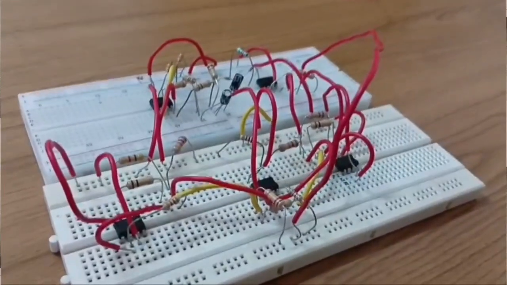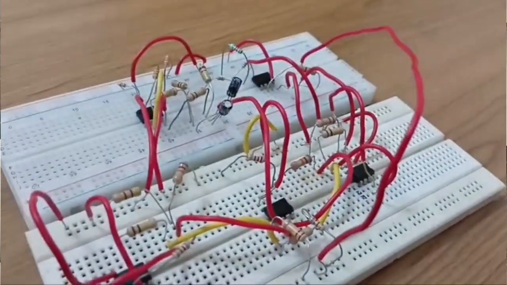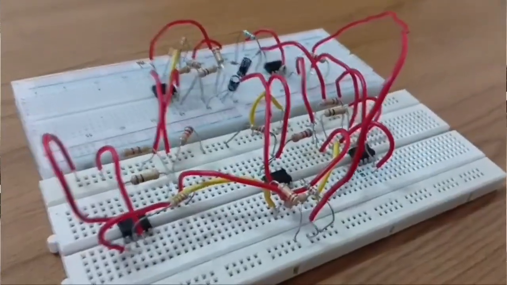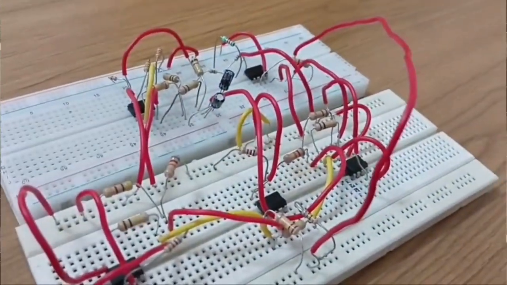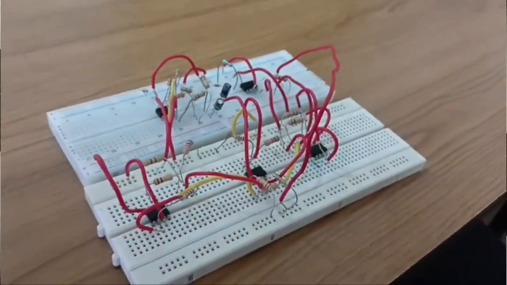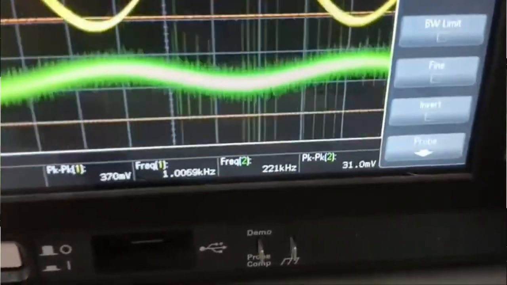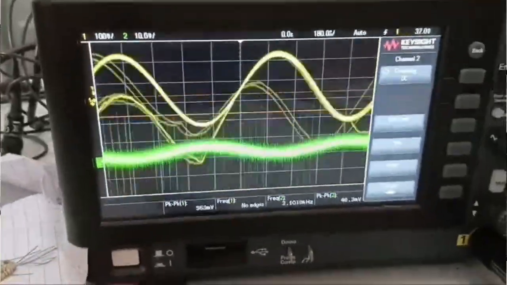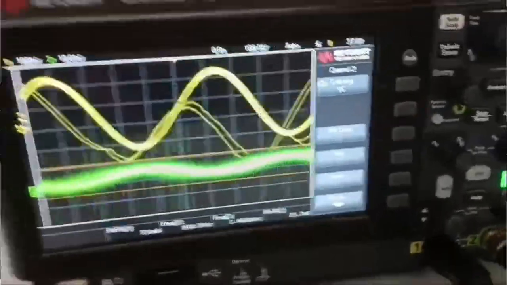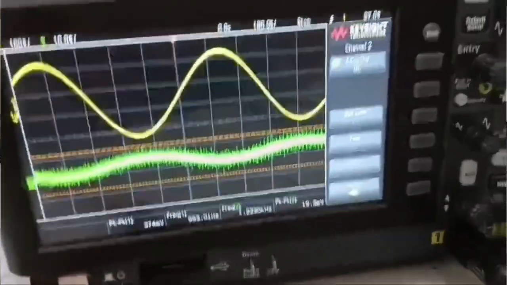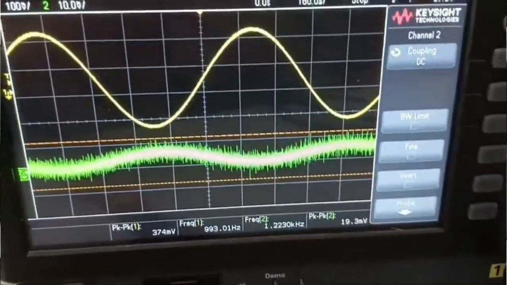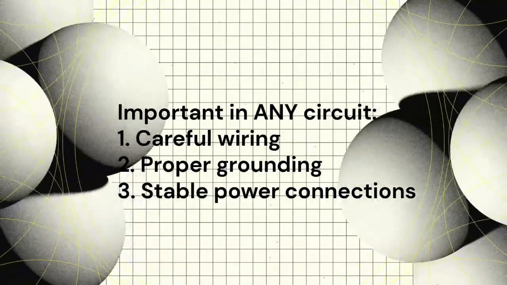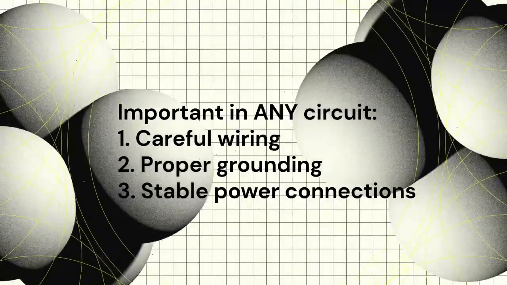So after the successful simulation, we implemented the complete ECG amplification system on breadboards using operational amplifiers, resistors, capacitors, and power supply connections. One of the biggest challenges we faced was noise sensitivity. Since ECG signals are extremely weak, even loose wires or improper grounding could affect the output waveform. At one point, the oscilloscope showed more noise than heartbeat, which was slightly concerning. So careful wiring, proper grounding, and stable power connections are very important.